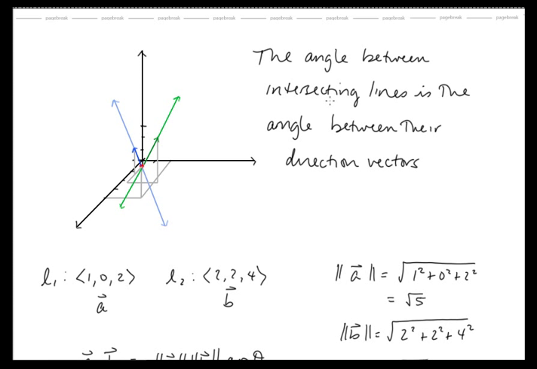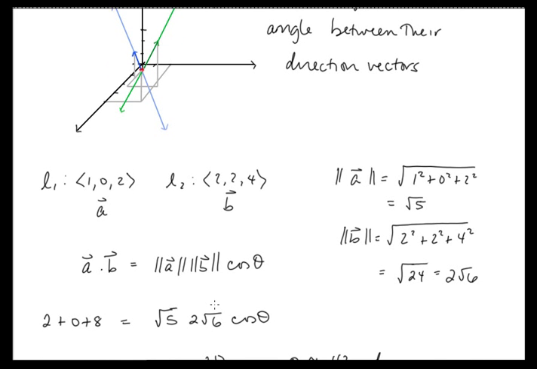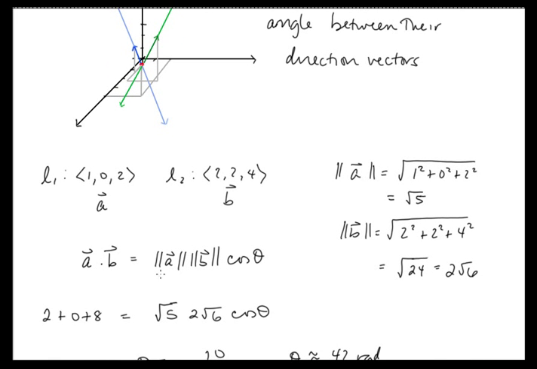So the angle between intersecting lines is the angle between their direction vectors. So we're at this point (4, 2, 3), and we've got direction vectors for line 1 and for line 2. Let's call them A and B. We know how to find the angle between those two vectors. That was in a previous lesson, right? A dot B is equal to length of A, length of B, cosine theta.